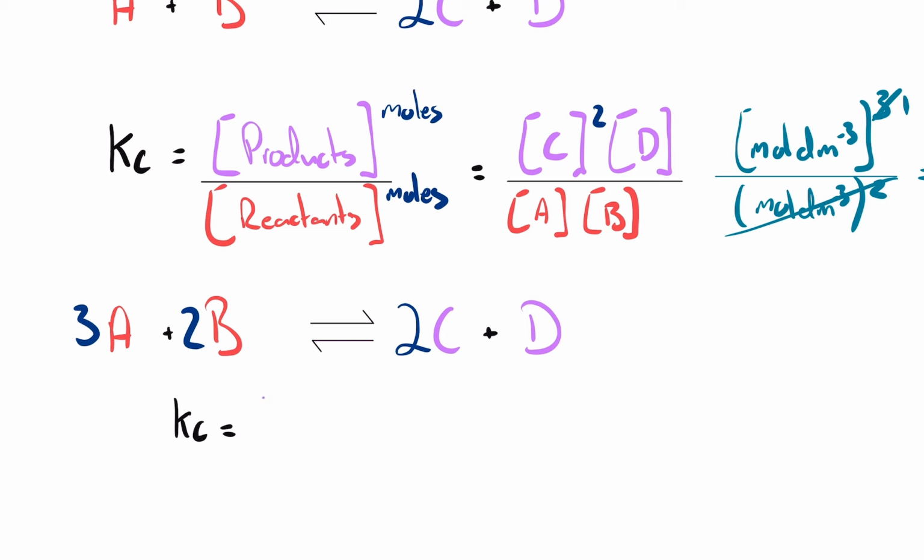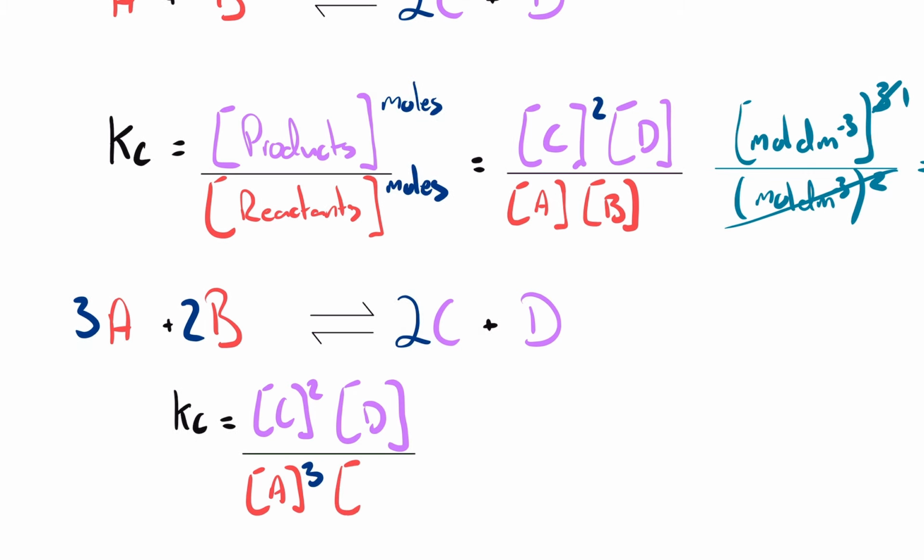and we've got our concentration of C, squared, multiplied by the concentration of D. All of that is over the concentration of A, this time cubed, multiplied by the concentration of B, this time squared. Again, to work out these values, we'd plug in what our actual concentrations are and then work that out.